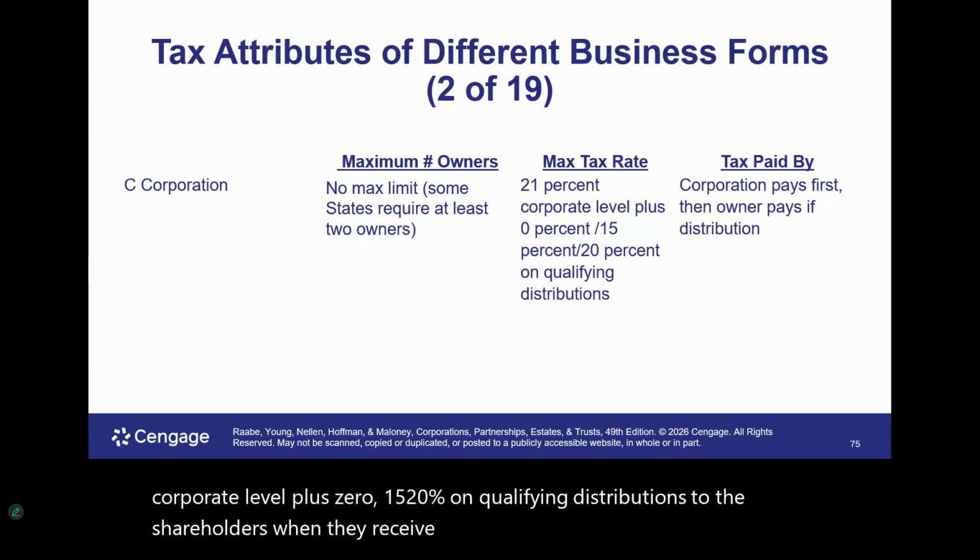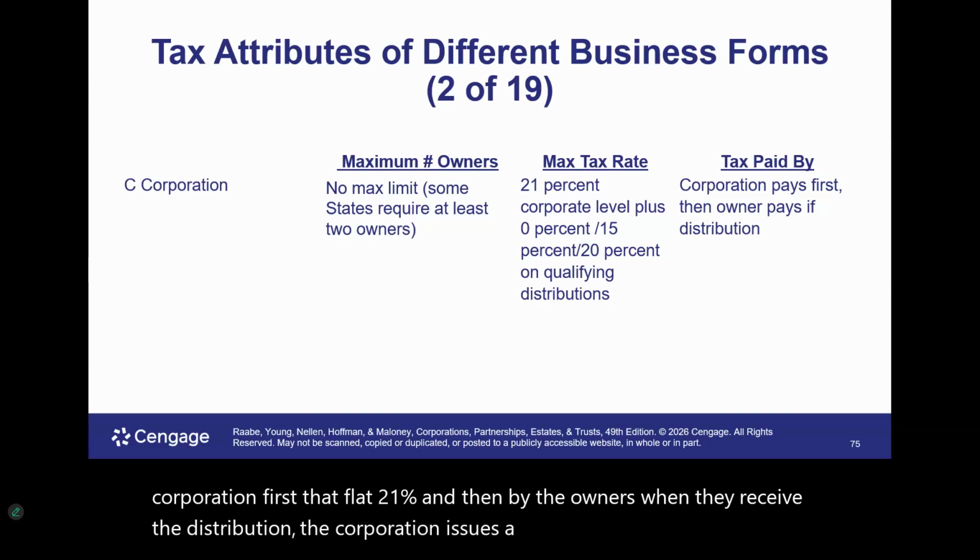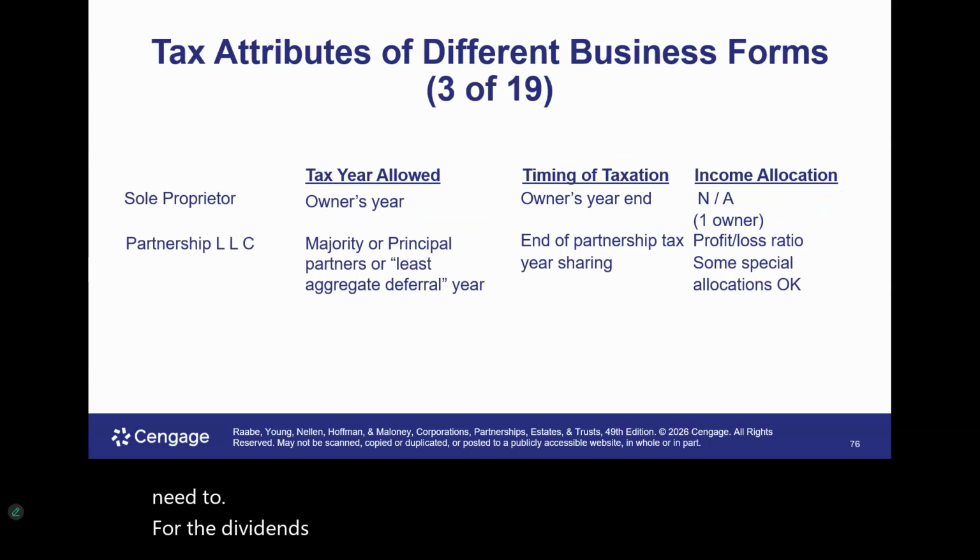The tax is paid by the corporation first, that flat 21%, and then by the owners when they receive the distribution. The corporation issues a 1099-DIV to them, and then they need to report the dividends on their tax return.